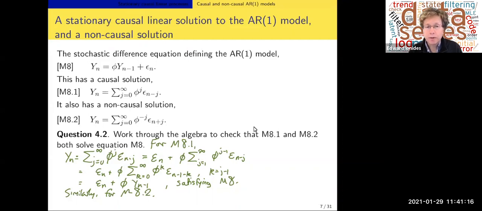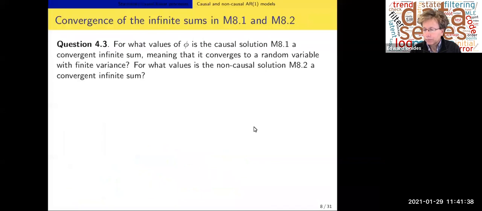Now, it's nice to have this representation. Particularly, we have this nice formula for the covariance of an MA infinity process. And now we have an MA infinity representation of AR1. We can use that as a way to calculate the covariance of the AR1. Okay. But let's first of all just think about this fact that we have a causal and a non-causal solution to the AR1 difference equation.